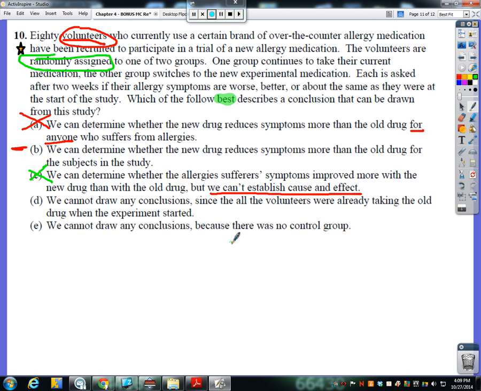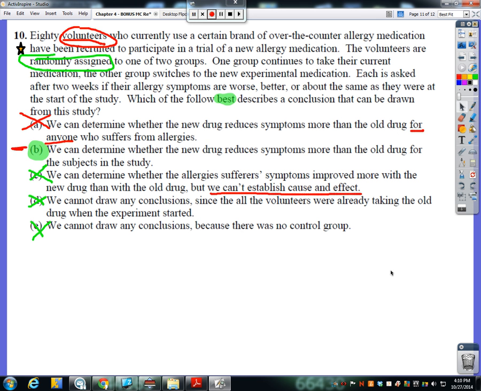D, we cannot draw any conclusions since, that's a typo there, since all the volunteers were already taking the old drug when the experiment started. Well, that really doesn't matter. The old medication people are really providing us a control group. So we can still draw conclusions. We're comparing the new versus the old. E, we cannot draw any conclusions because there was no control group. Well, there was a control group. It was the people who were still taking the old allergy medication. So really, the only answer that works out here is B.